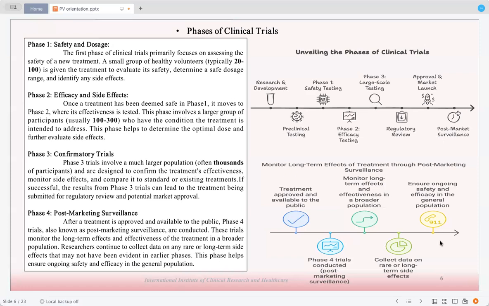So this is all about the phases of clinical trial. Monitoring the long-term effect of the treatment through post-marketing surveillance is phase 4. After the treatment is approved and available to the public, the post-marketing surveillance phase begins. It monitors the long-term side effects and the effectiveness of the product, collects data on the long-term side effects, and ensures ongoing safety and efficacy in the general population.